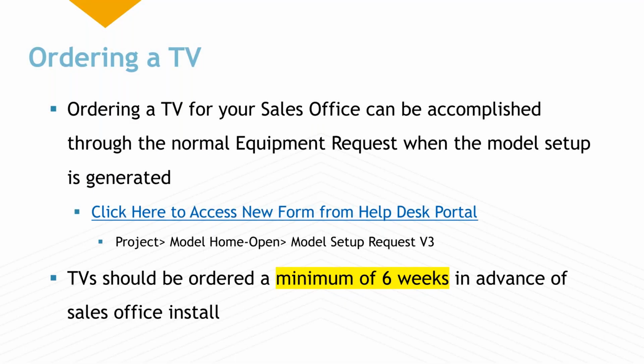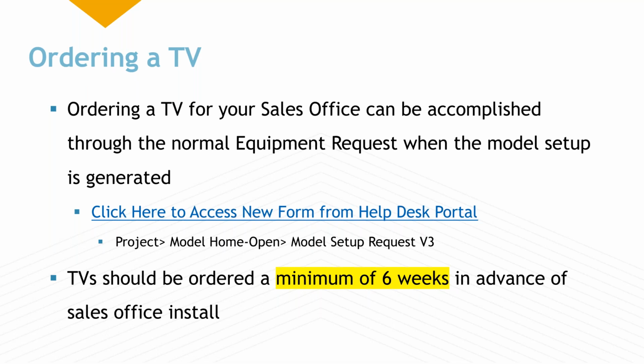So to get started, to order your TV. Ordering a TV for your sales office can be accomplished through the normal equipment request form. I provided the link here. You're going to go to the help desk portal and navigate to projects, model home open, and then we've created a new model setup request form. It's going to be version 3 that's in there. It is live now, and there have been a few updates that the IS team has created on that form to make sure that you get everything ordered.